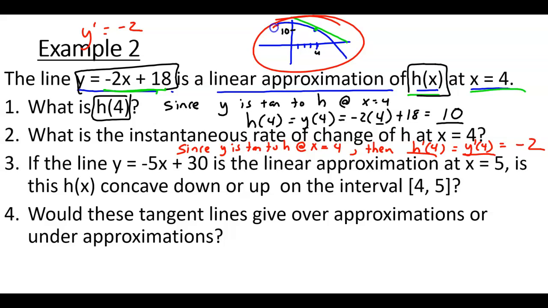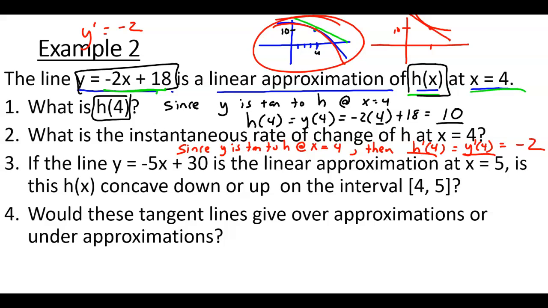Now, the way I drew it, it's concave down, but it didn't have to be drawn that way. I could have drawn it like this. Over 4, up 10. It could have been drawn like this. That way you still have a negative slope at 4, which is -2, right? So the question is, which picture is it? Is it concave down or is it concave up?